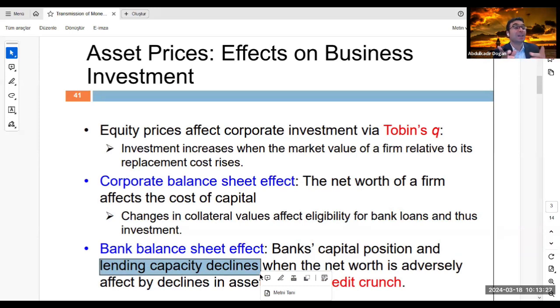So if this type of expectation and position exists in a financial environment, we call this credit crunch. Nobody is giving any type of loan to any consumer or any mortgage application.